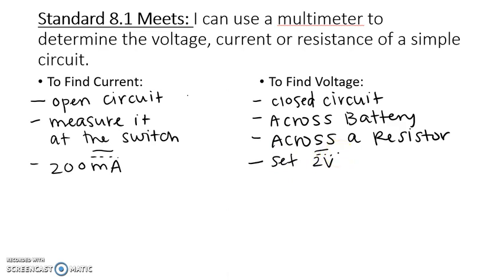Okay. And the other piece of this standard is that we can talk about the resistance of it, right? If you measure the current and you measure the voltage, you would need to find both of these two things and then solve for the resistance, right? In order to find the resistance of an item, we want to make sure that we're measuring it outside of the circuit.